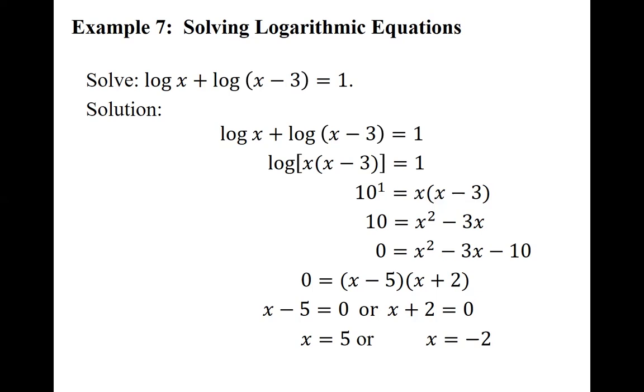And we want to distribute that x to get rid of the parentheses. We want to get everything on one side, 0 on the other. We want to factor. We want to solve. We get x equals 5 or x equals -2. And maybe you're in the habit by now of just moving on once you get an answer. But I've been very careful to check these.